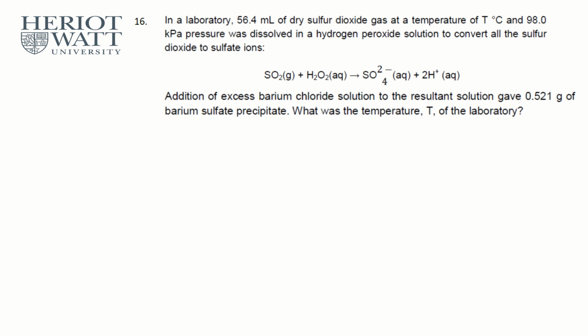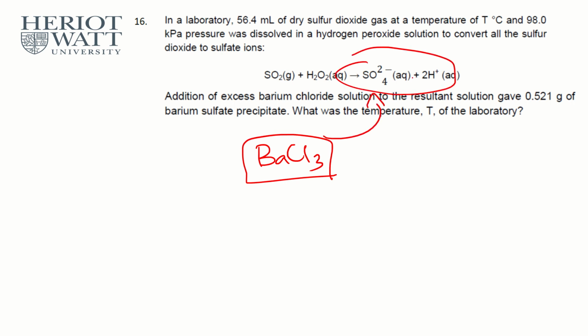Additional information: addition of excess barium chloride solution to the resulting solution. Now, if you add barium chloride into these solutions, which one will react with the barium? See here, they said barium sulfate precipitate. See that? When I add this in, the barium will react with the sulfate to give you a white precipitate.